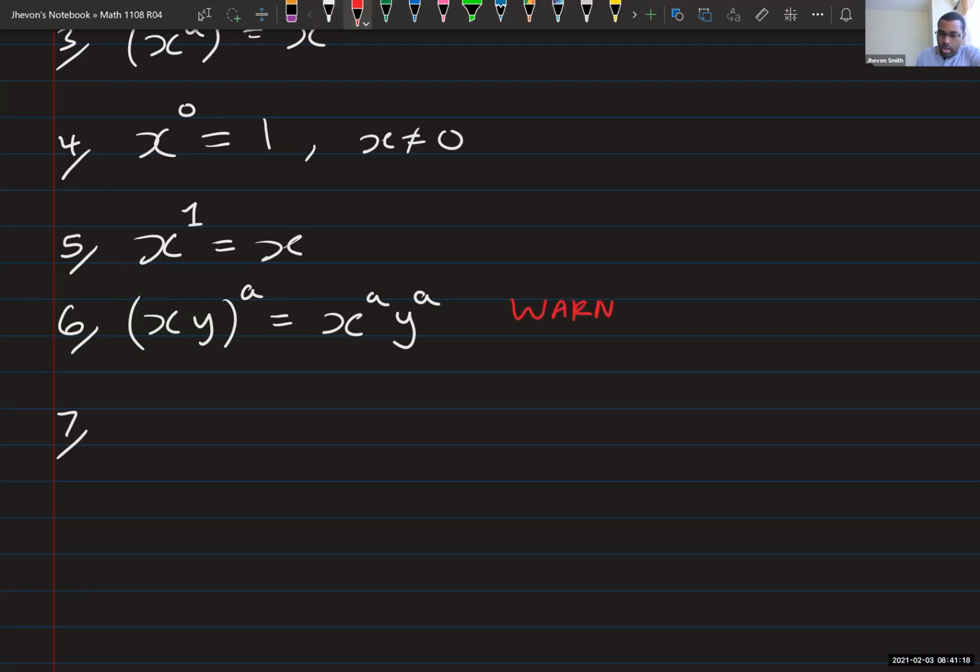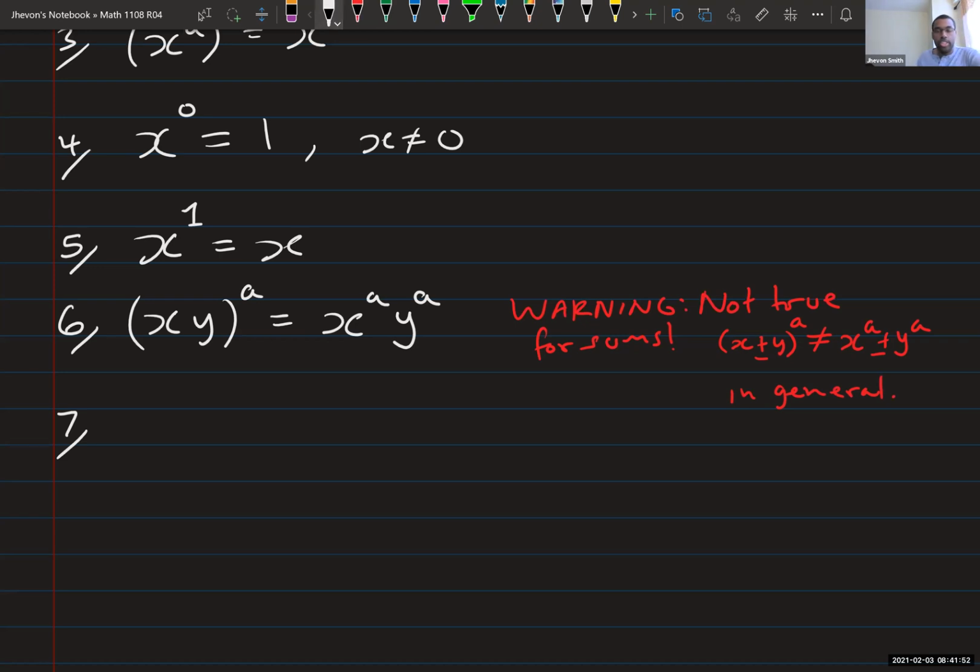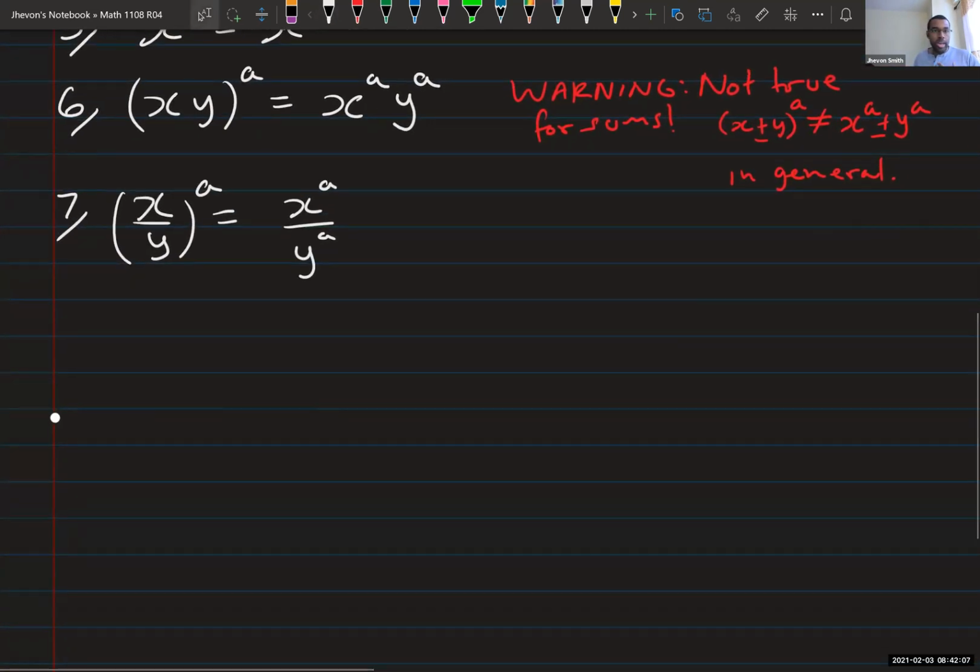Warning. Not true for sums. In the sense that if I had x plus y raised to a power, it's not the same as just saying x to that power plus y to that power in general. It's true if your a is 1, but it's not true in general. So exponents can distribute across products. They can also distribute across divisions because a division is very similar to a product. You can think of dividing by something as multiplying by its reciprocal. So if it distributes across products, it will distribute across divisions as well.